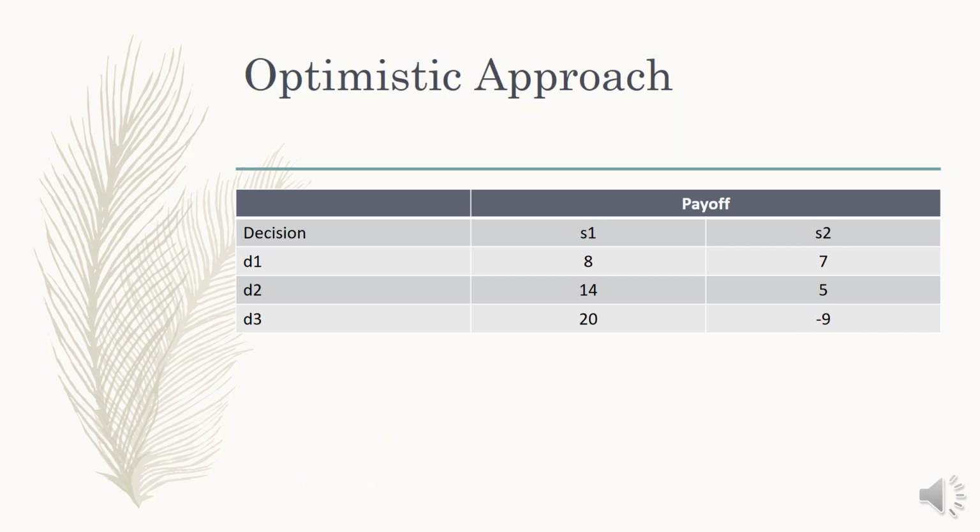The first approach that this company could use in deciding which one to build is called the optimistic approach. And in the optimistic approach, all you do is you choose the largest profit.